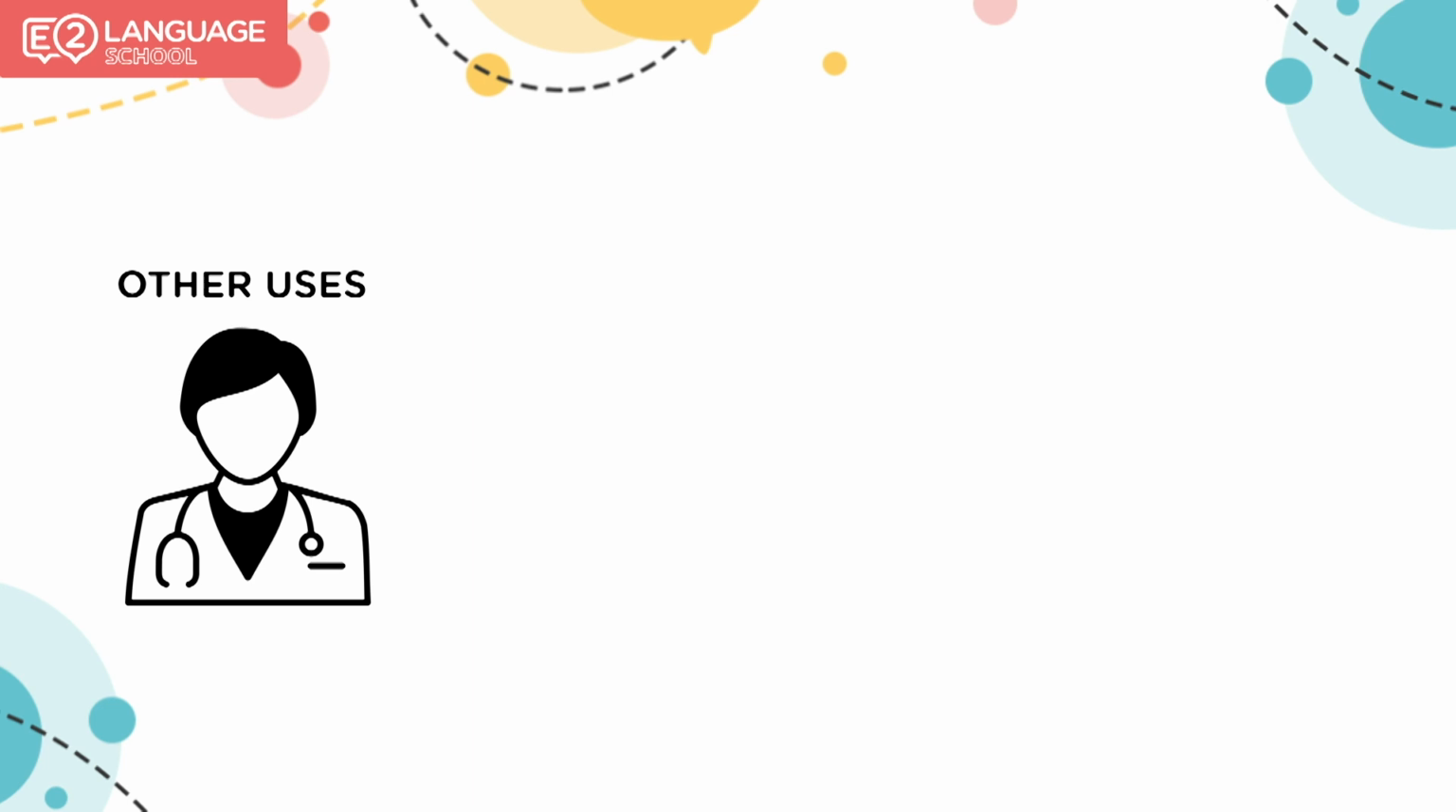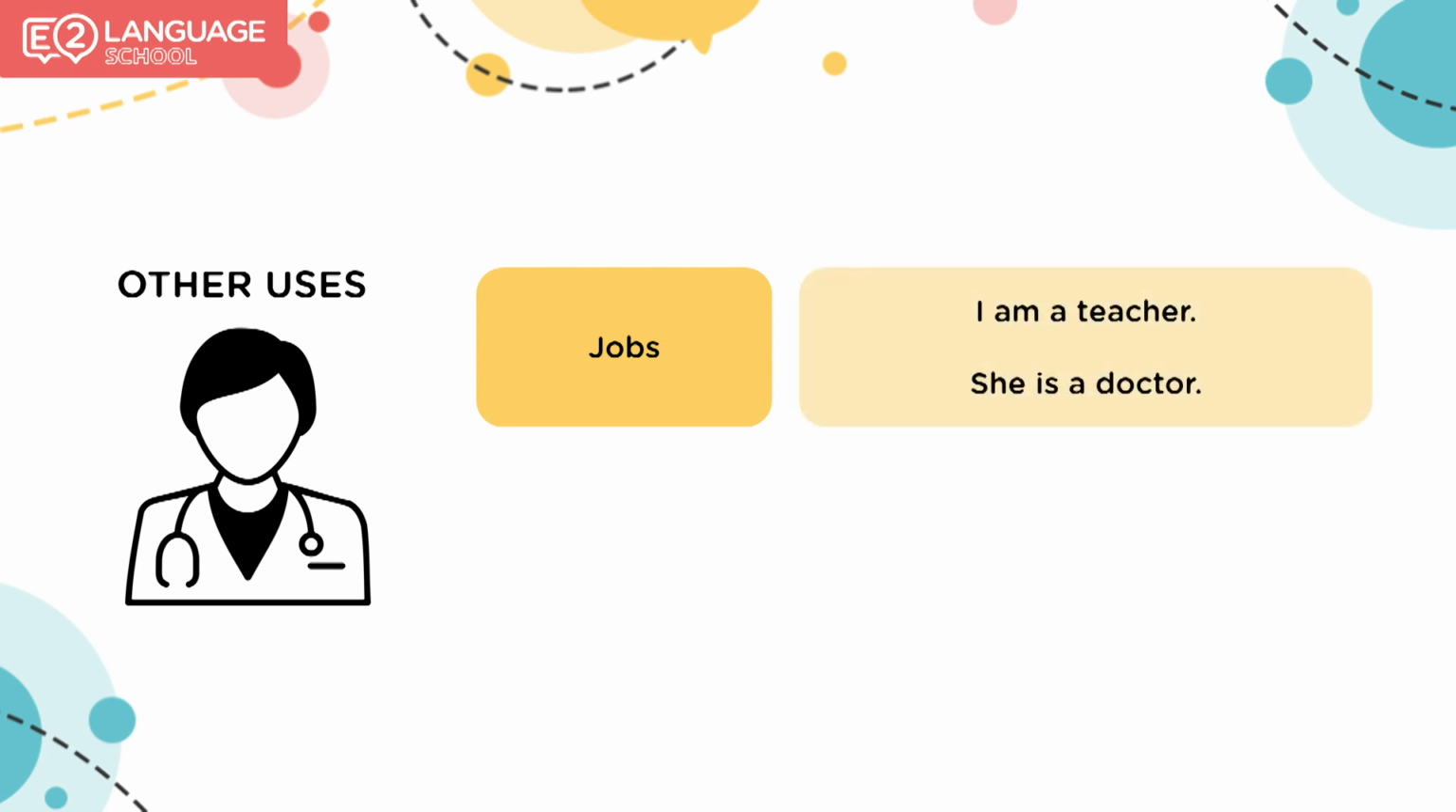Here are some more other uses. We use a and an with jobs. So I am a teacher, or she is a doctor. And we also use a and an with identities.